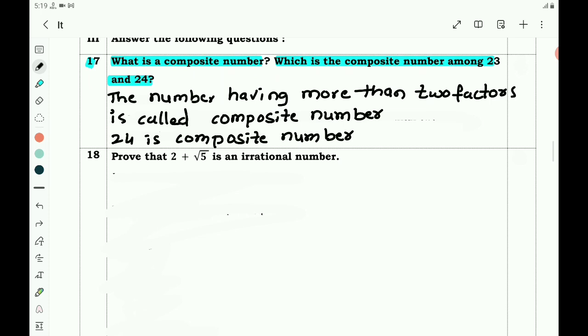23 is a prime number. It is having only 2 factors, 1 and 23. So what is a composite number? A number having more than 2 factors is called a composite number. Then you take the next question.